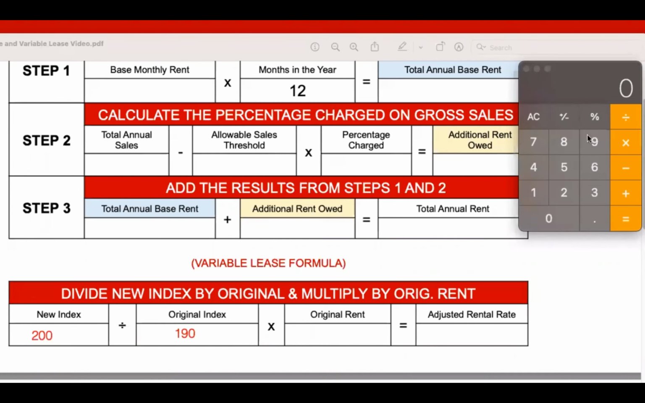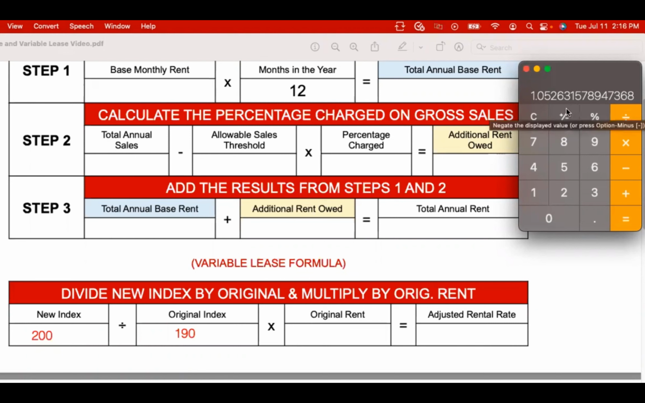Go ahead and do the math. We take 200, divide it by 190, and we get a long number. Whatever result you get in your calculator, keep it in your calculator because we don't round until we get to the end. Obviously, we're going to be talking about money here, so eventually, at the end, we're going to round to the nearest cent, but we're not quite there yet.